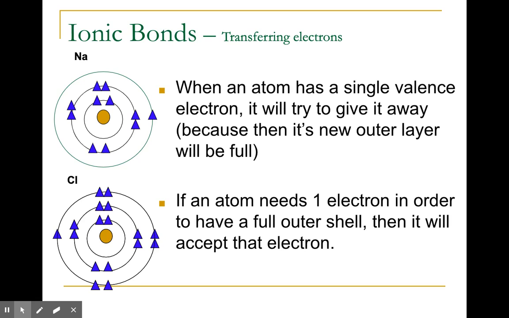When an atom has a single valence electron, like you can see here with sodium, it will try to give it away because then its new outer layer will be full. So if we look at sodium here on the left, you can see that sodium only has one valence electron. It's easier for sodium to lose that one valence electron than gain 7 electrons in order to be full and complete the octet rule. So chlorine only needs 1 electron in order to have a full outer shell. So it's going to accept that electron from sodium in order to be full and happy and have a complete octet in its valence shell.